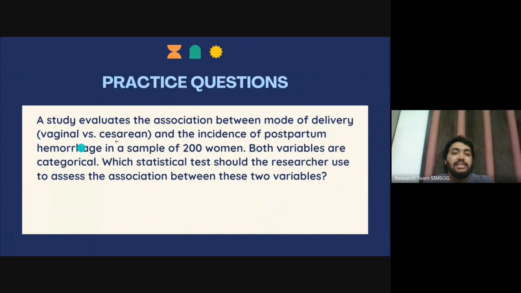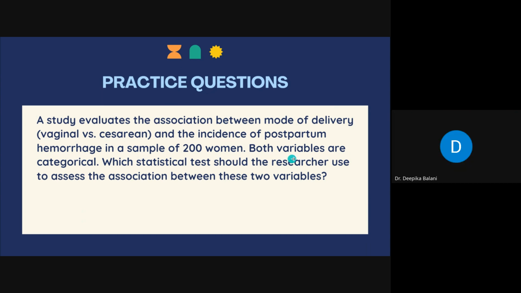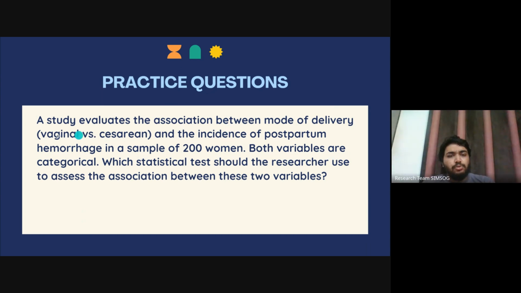Okay. Now, a study evaluates the association between mode of delivery, okay, I will not go to the flow chart now. Now tell me, how many groups? Mode of delivery. Is it four? No, just two groups, vaginal versus cesarean. Two groups. Okay, the independent variable, versus incidence of postpartum hemorrhage in a sample of 200 women.